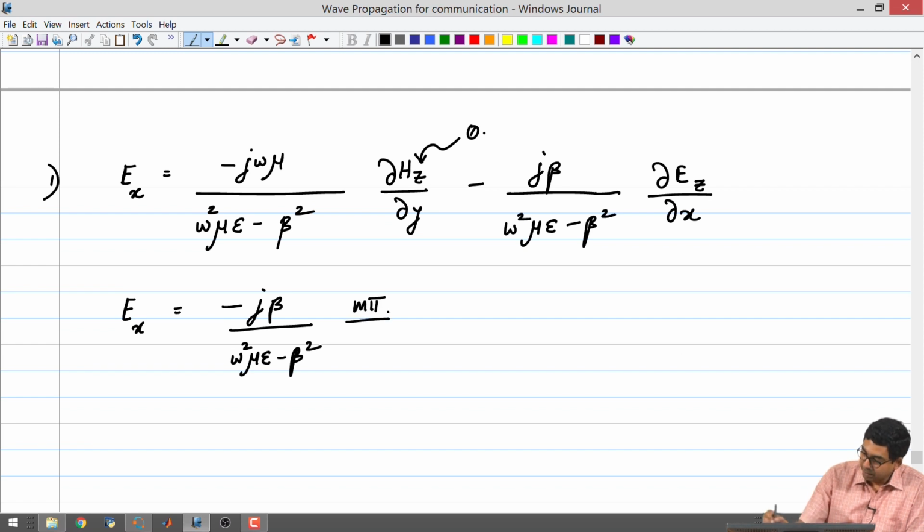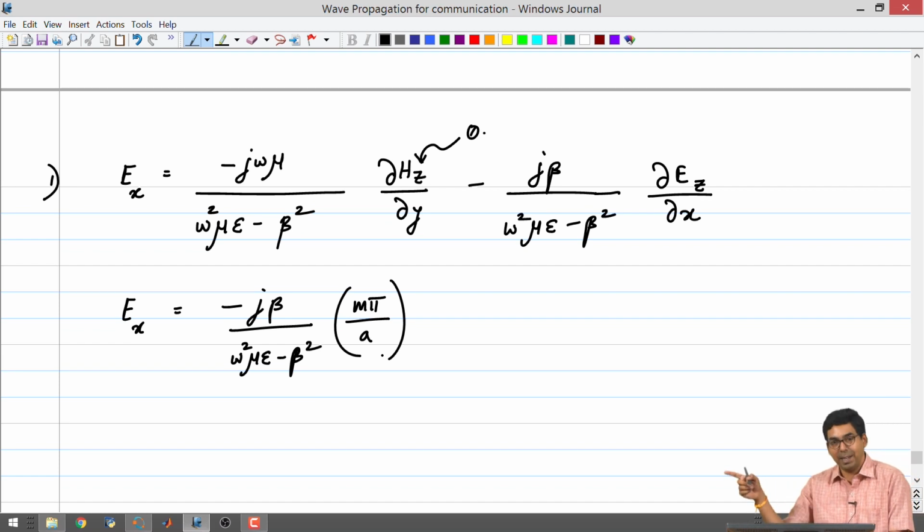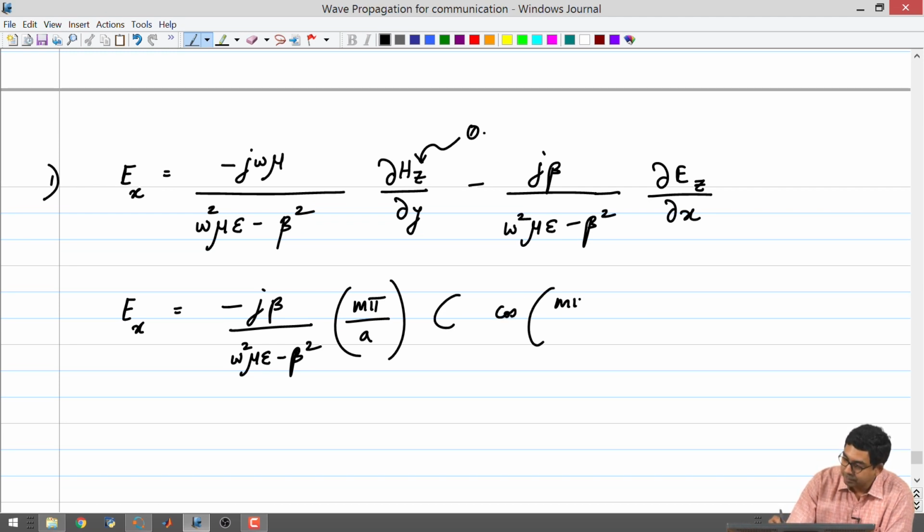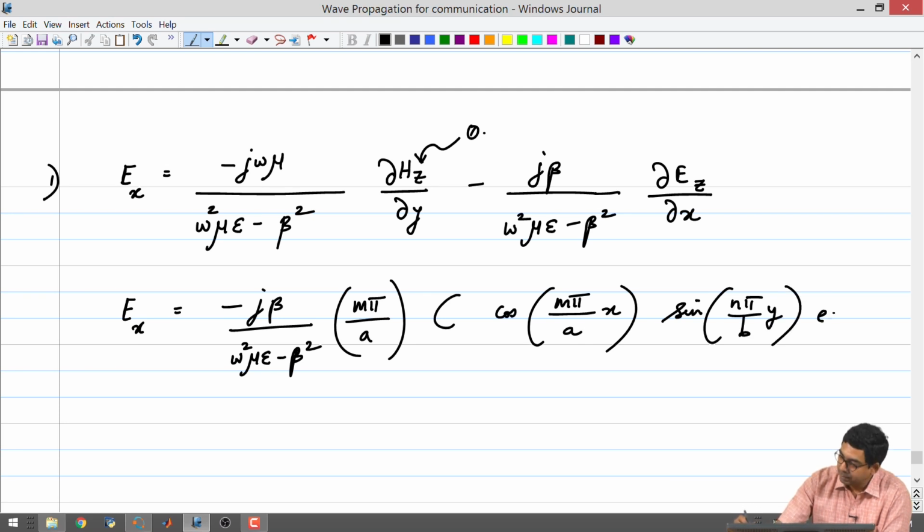Because you take a derivative with respect to x, you get m pi by a, because you had sine of m pi by a multiplied by x. So, m pi by a, and then you will have some cosine coming into the picture. With respect to y, there is no term that changes anything. So, you will have the same n pi by b multiplied with y, and it will also be travelling in the z direction. So, you could in theory find out all the other components using the curl equations.